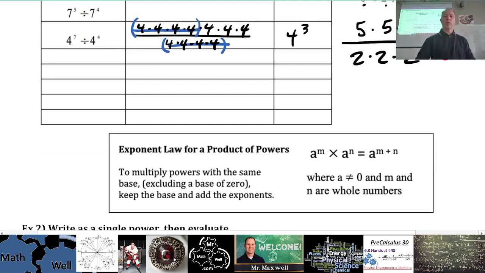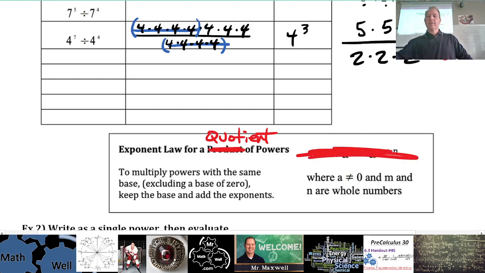Okay, so here's the exponent law for, wait, what? Exponent law for product of powers? That's from last day. Wow, did not even notice that. Okay, whoops. So this should be exponent law for quotient of powers. We're going to have to fix some notes here, I guess. So please change that. Quotient of powers. And instead of a to the m times a to the n, let's just redo all of that.